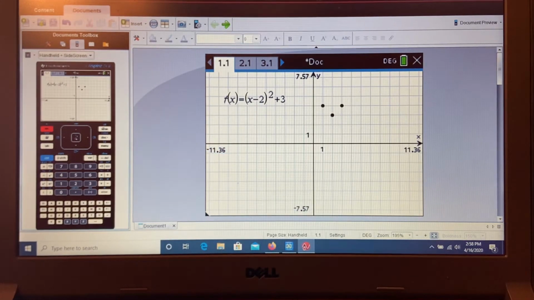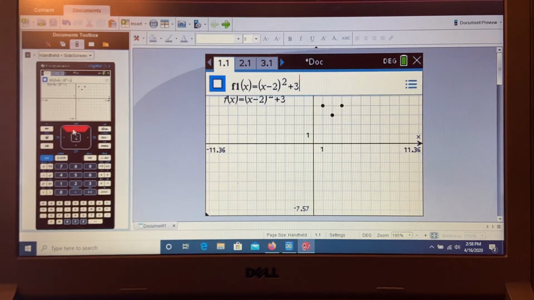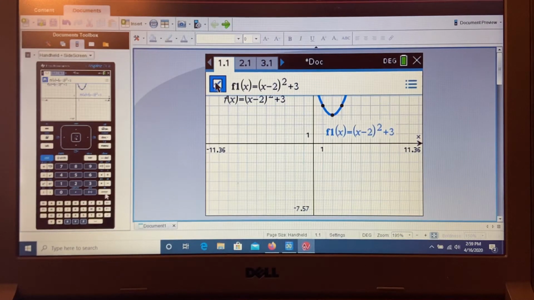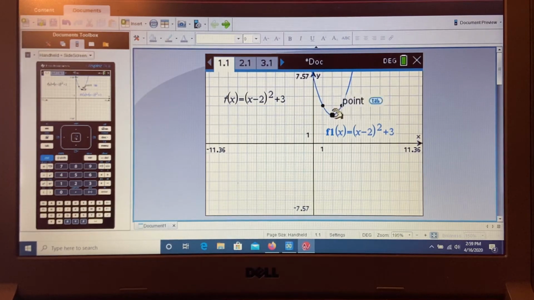So we are going to check it. We will put our equation in and see if it goes through those points. And it goes through all 3 points, so that is the graph.